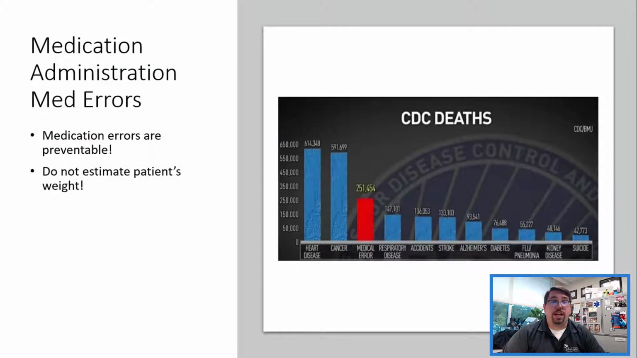Medication administration errors occur too often. We know that medication errors are often preventable, and medication errors is the third leading cause of death in the United States. Oftentimes we see errors in pediatric and adult dosing because we estimate a patient's weight. Remember, it's critical not to estimate, but to measure our patient's weight and then utilize our reference cards, our MyMedic cards, to ensure the proper dose.